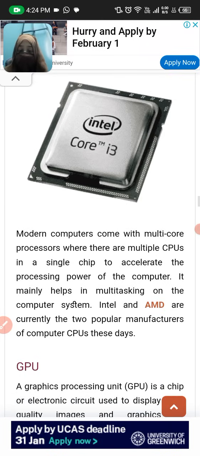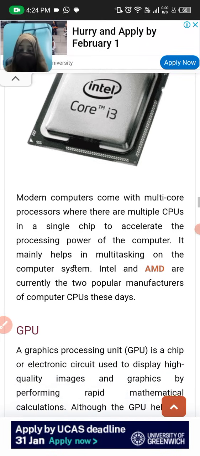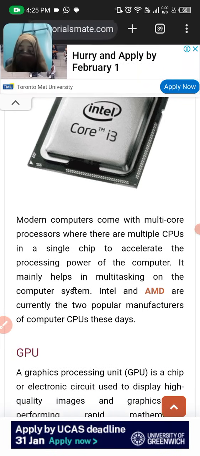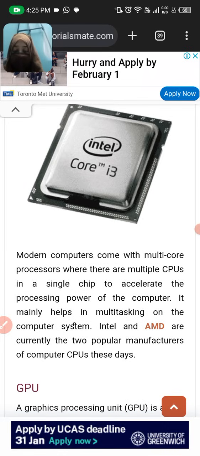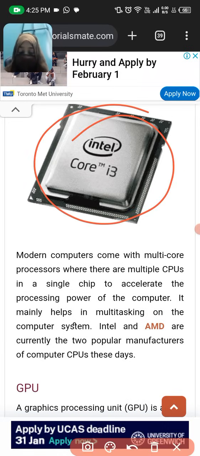Modern computers come with a multi-core processor, where there are multiple CPUs in a single chip to accelerate the processing power of the computer. It mainly helps in multitasking on the computer system. Intel and AMD are currently the two popular manufacturers of computer CPUs these days. Here is a picture of the CPU.